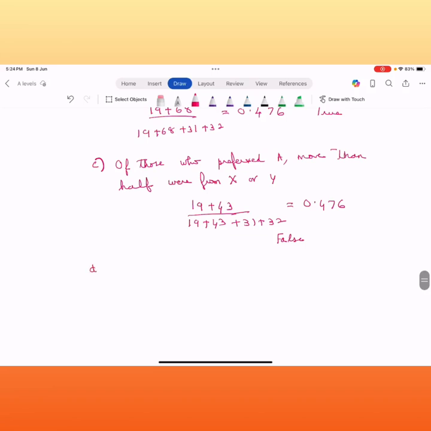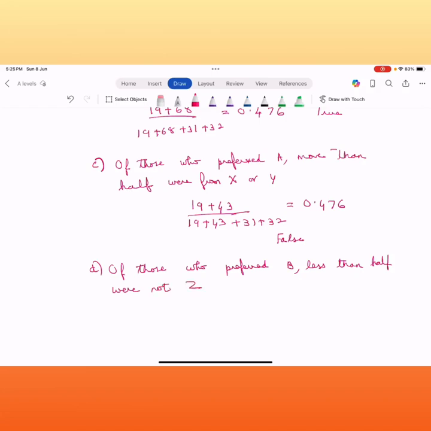So you can see that they are a little tricky. You need to understand what you're doing. Now, the next statement: of those who preferred B, less than half were not Z.